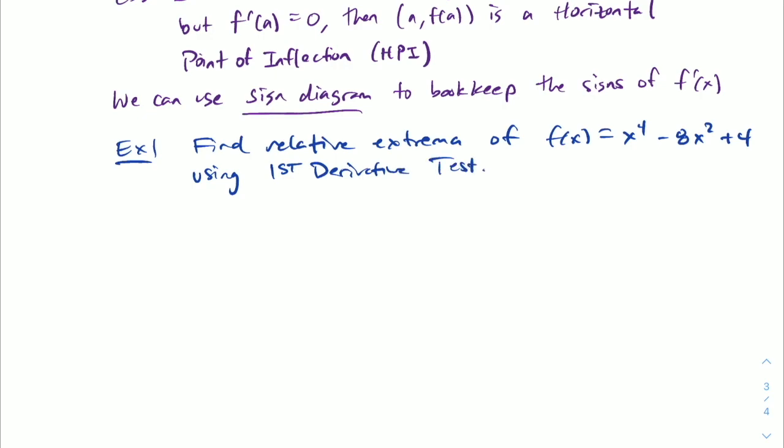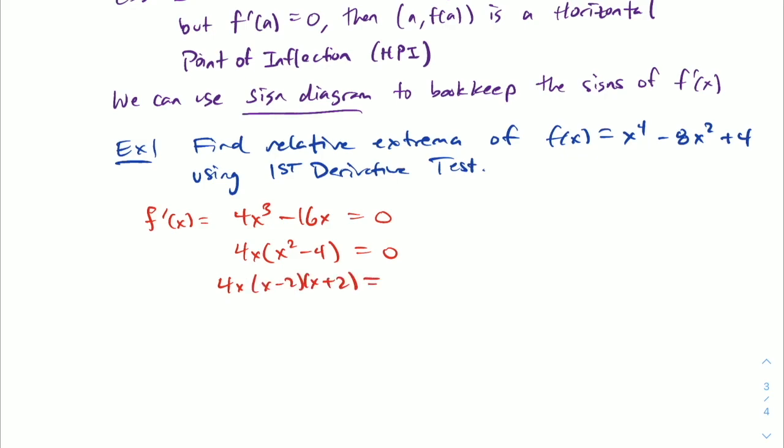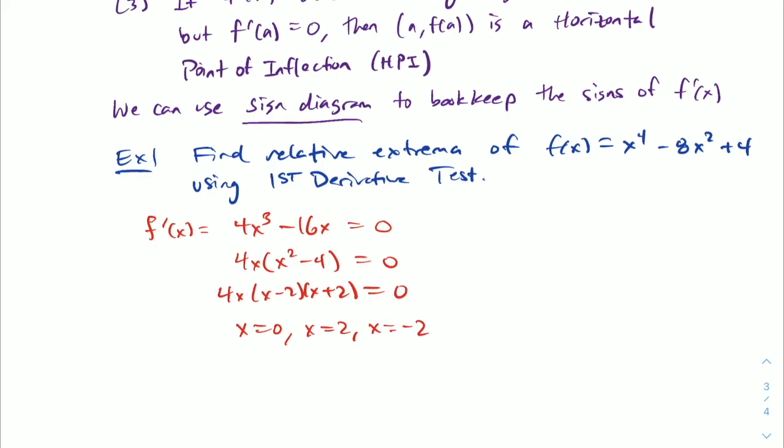All right, so first thing we're going to do is take the derivative. So the derivative of this function is 4x cubed minus 16x. We'll take the derivative and set it equal to 0. Let's factor out the 4x. We'll get x squared minus 4, which gives us x minus 2, x plus 2, if we continue to factor, which gives us 3 zeros. x equals 0, x equals 2, and x equals negative 2. Those are our 3 zeros, our 3 places where the derivative is 0.